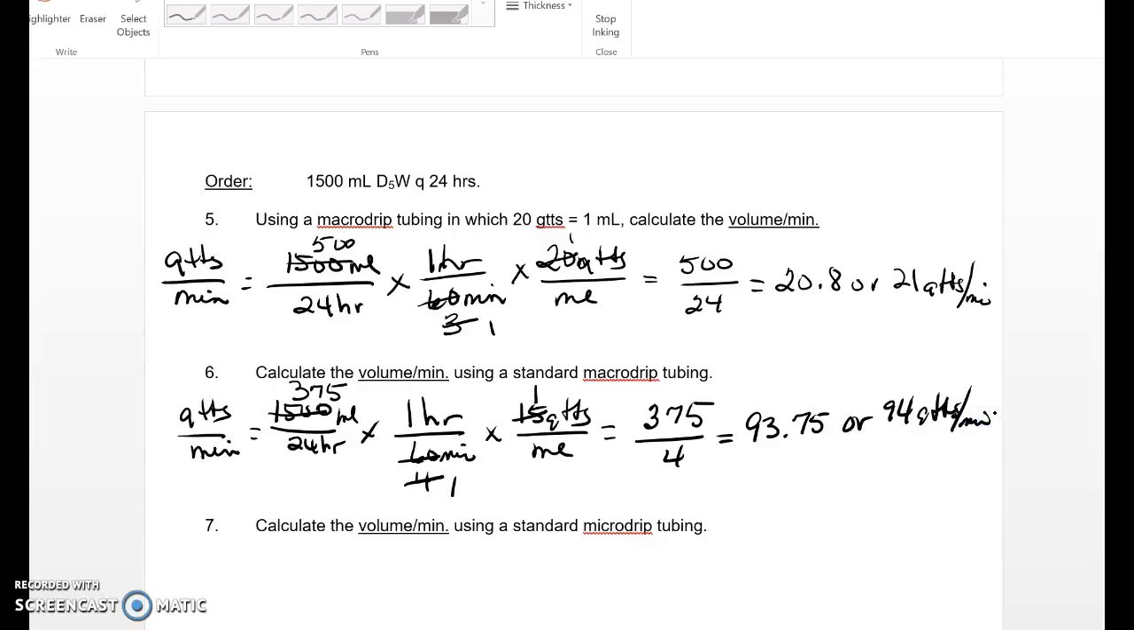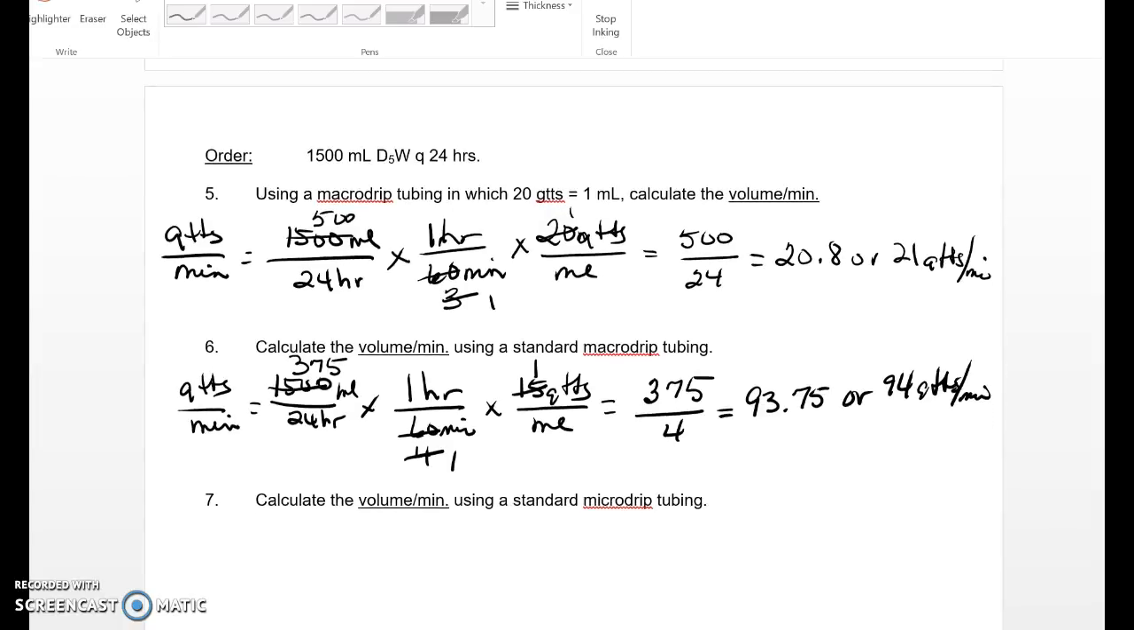When you're doing drops per minute, you need to realize that if you have something that is a large number, remember that when you're doing drops per minute, you actually have to stand there and count for a full minute how many drops drop into the drip chamber, and then you regulate your IV tubing that way. So if you come up with a huge number, just remember, am I going to stand there and count this? No, you've probably done something wrong.